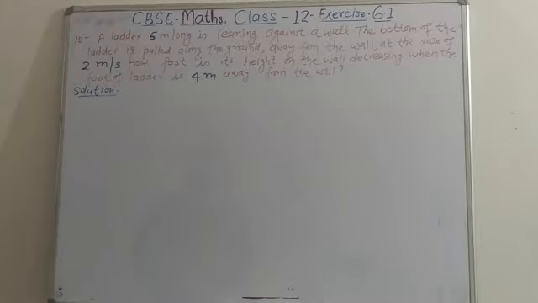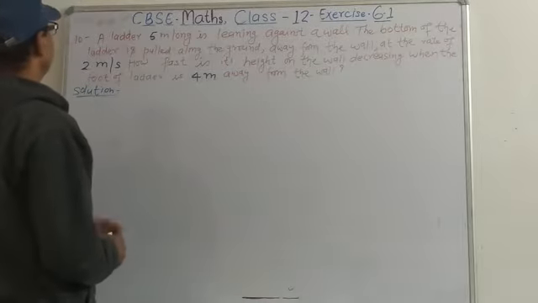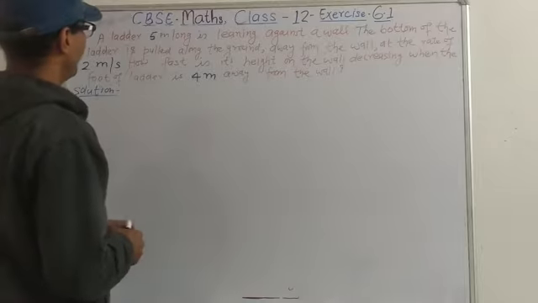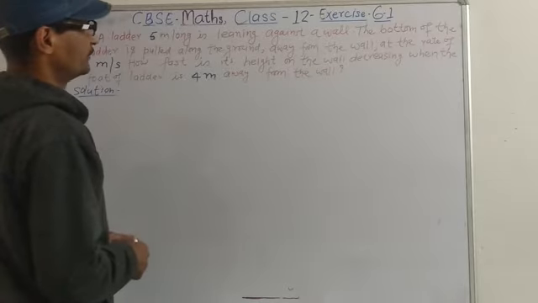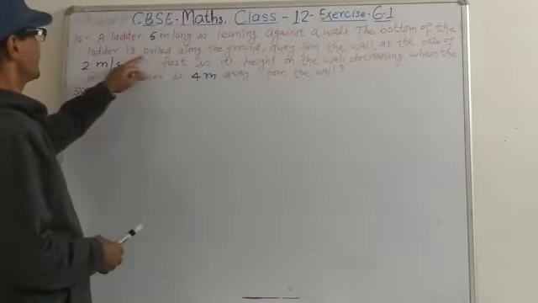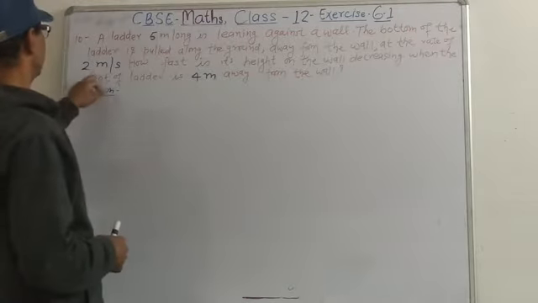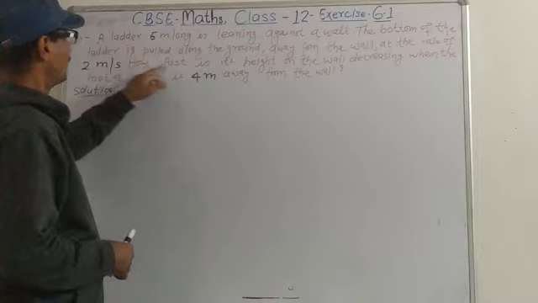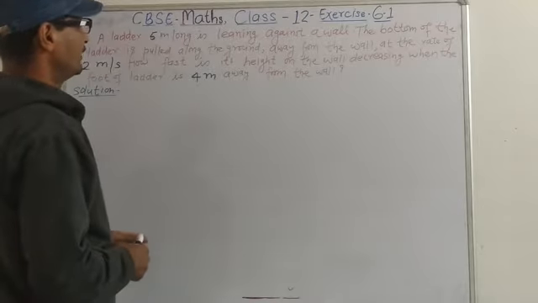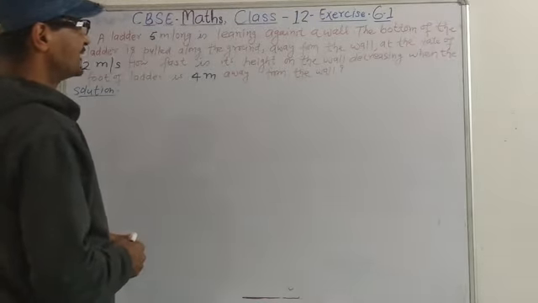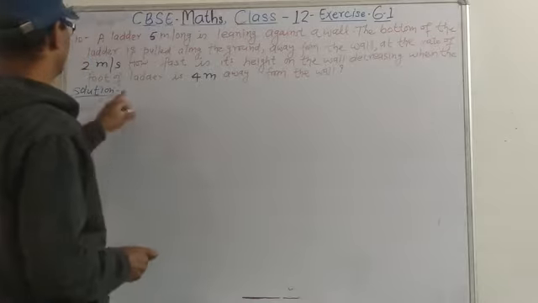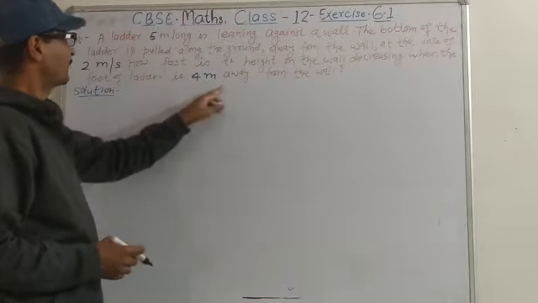Now question number 10 is: a ladder 5 meter long is leaning against a wall. The bottom of the ladder is pulled along the ground away from the wall at the rate of 2 meters per second. How fast is its height on the wall decreasing when the foot of the ladder is 4 meter away from the wall?